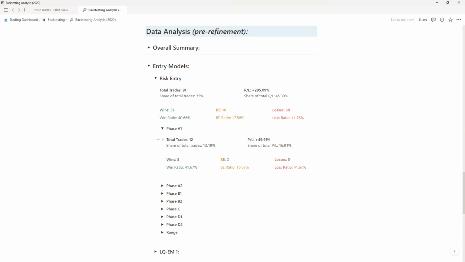trading pro swing and pro internal. So you've got full medium time frame alignment. But as you can see, we only had 12 trades, which was only around 13% of all of our trades. And yeah, P&L of 49.91, which was only 16.91% of our entire P&L of 295. And yeah, 5 wins, 2 break evens, 5 losses. Pretty good win rate of 41.67%, especially again compared to our overall summary.